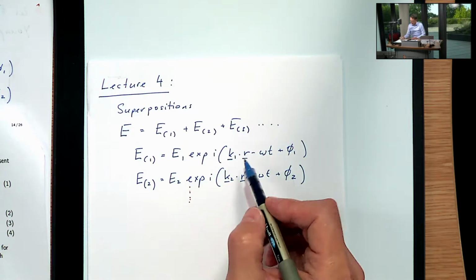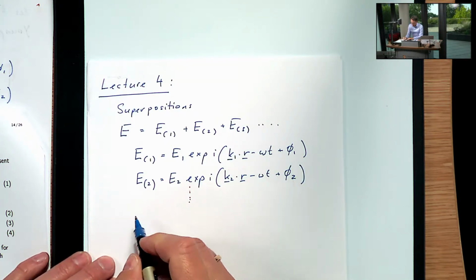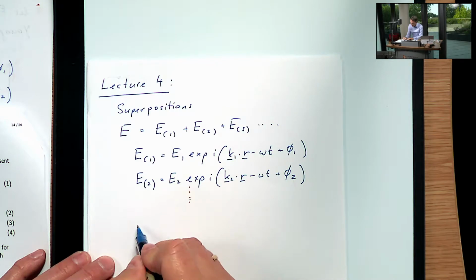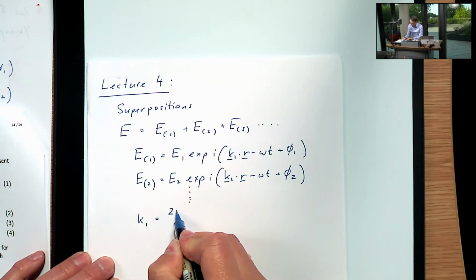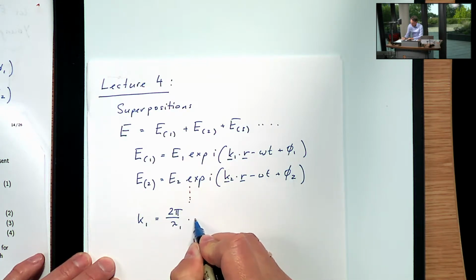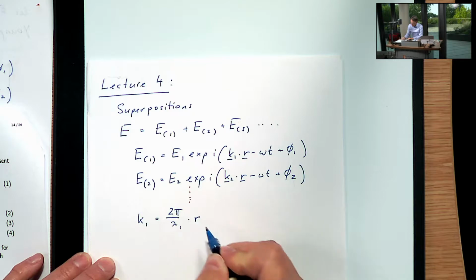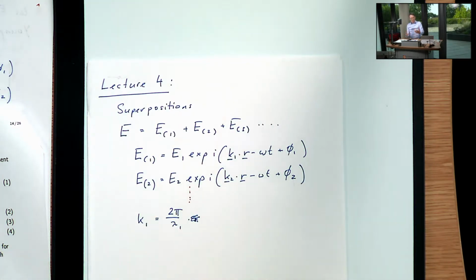And so there are several things to note. What I've written is, K1, you remember, is the wave vector. So we have K1 equal to 2π over λ1, and so on, where λ is the wavelength again.